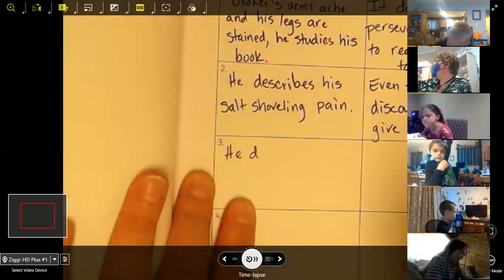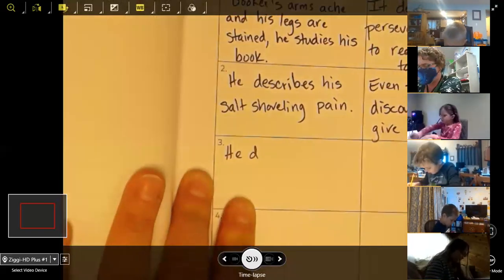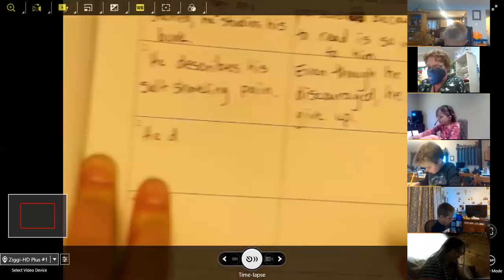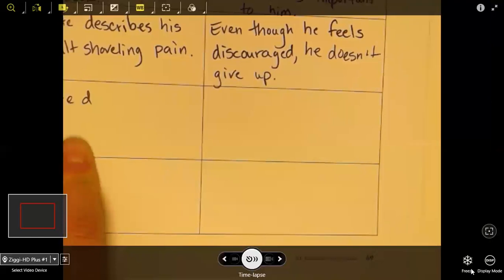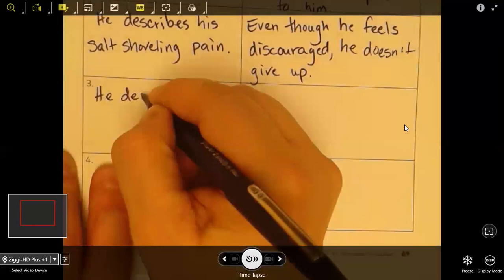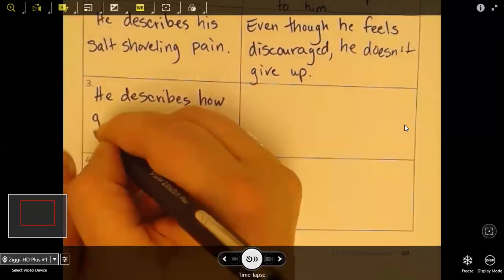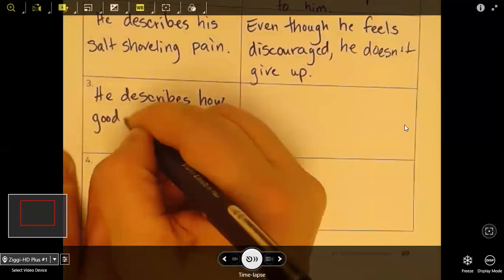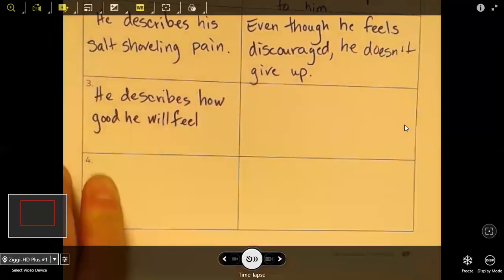How about my friends in here? Give me a thumbs up if you found that sentence. Very good. Okay. So he describes how good he will feel when he can finally read, right?